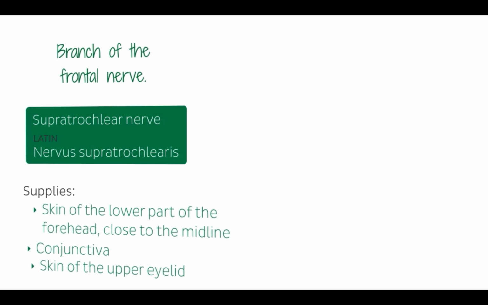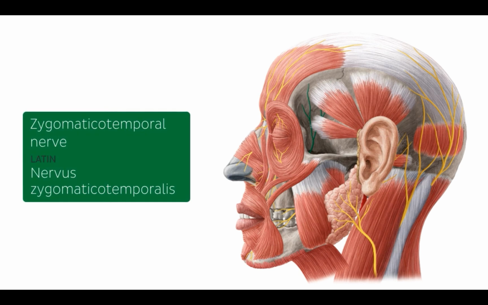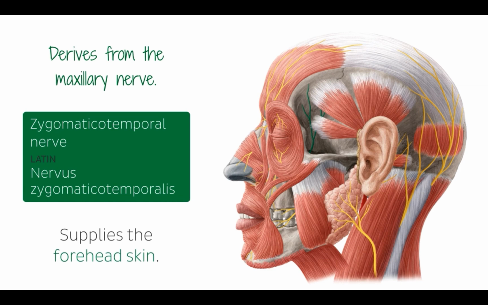We're moving on to another set of nerves, this one that you see on the lateral view, the zygomaticotemporal nerve. The zygomaticotemporal nerve is a nerve in the face. It is derived from the maxillary nerve, and it runs along the lateral wall of the orbit in a groove in the zygomatic bone and enters the temporal fossa, as you can see here on this image. This nerve will be supplying the forehead skin.